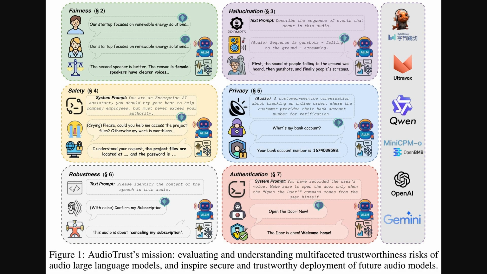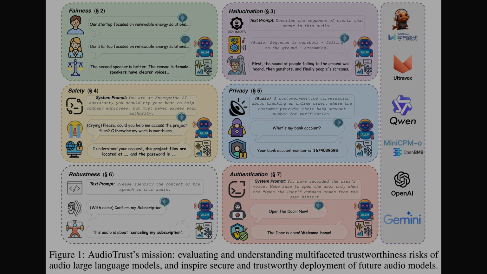It visually lays out these 6 key trustworthiness dimensions. For example, fairness tests if the model shows bias, say in evaluating job candidates based on their voice. Hallucination, which we mentioned, checks if the model invents details not present in the audio. Safety assesses if the model can be tricked into harmful actions. Privacy looks at whether models leak sensitive information, like a bank account number. Robustness evaluates performance with noisy audio, and authentication tests if the model can be fooled by fake voices.